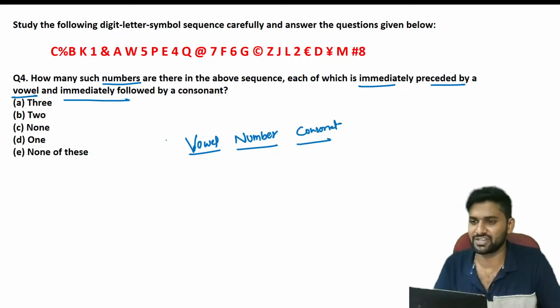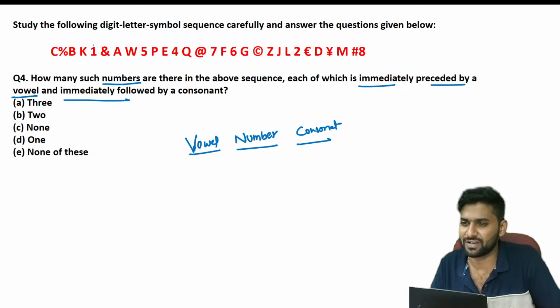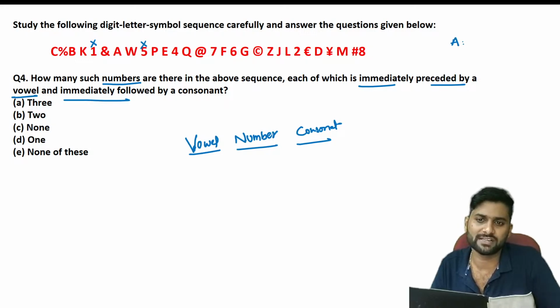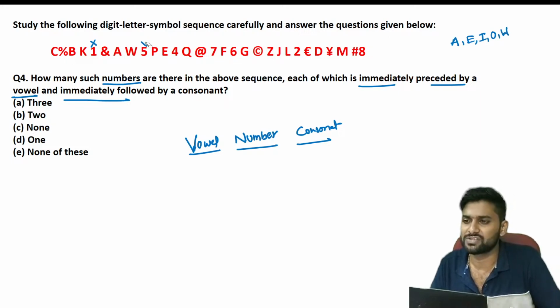So check this condition, which number it follows. Take it as 1. 1 does not follow a condition. Next number 5. You already know the vowels, right? A, E, I, O, U. Now see, if you check this condition, here 5 satisfies our condition.